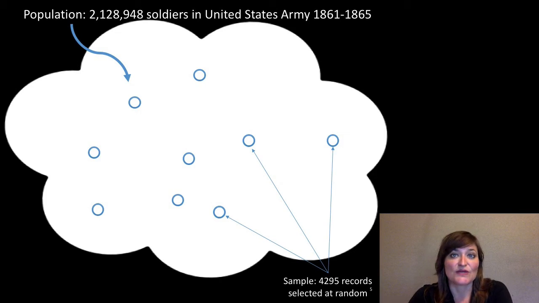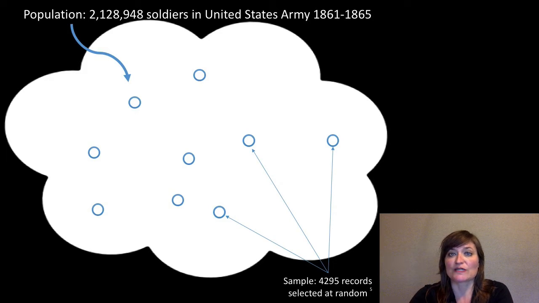The data set that we're using in this tutorial is a known population. There were 2,128,948 soldiers in the United States Army during the Civil War, 1861 to 1865. We know them. There was a record of them. Their names were written down. So in this case, the population is very well defined and very well known.